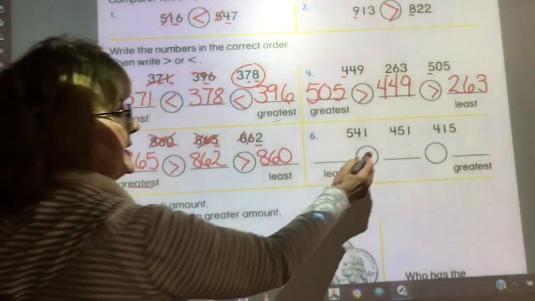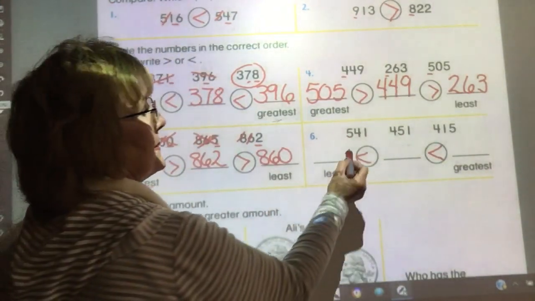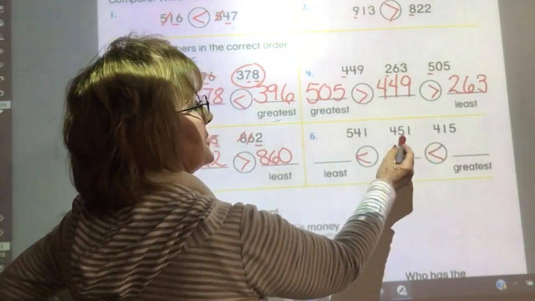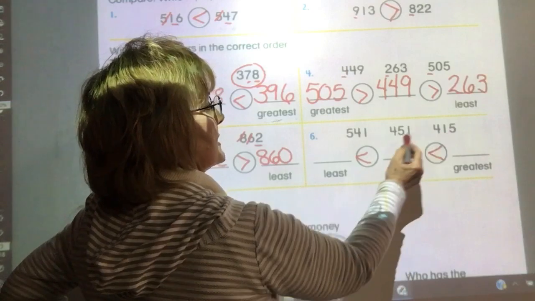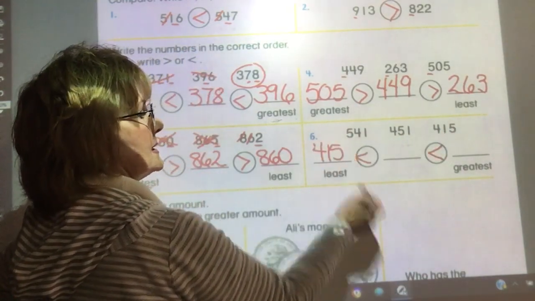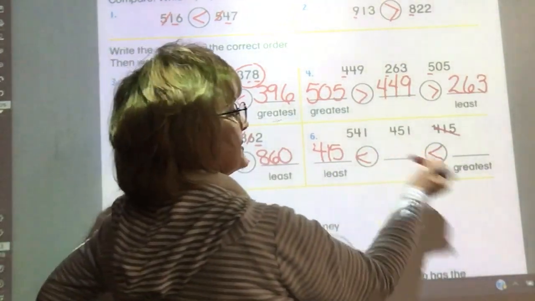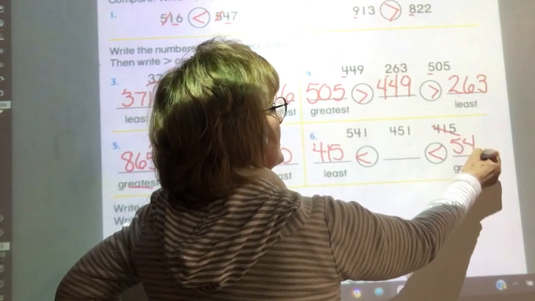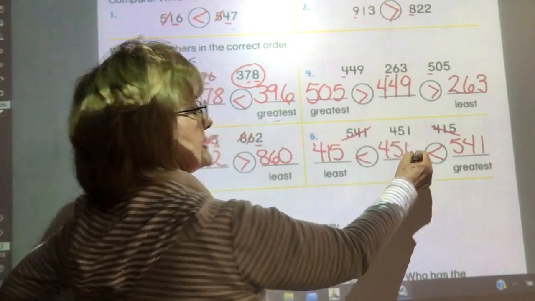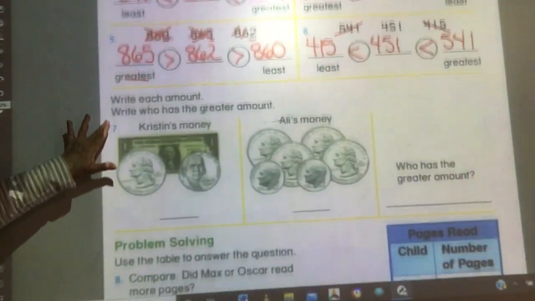All right, we're going with the least, so let's do our lesser than sign. Find our smallest number. 500 is definitely not, so let's look at 400. 400, 5 tens, 110, which is less, 110. So 415 would be the lesser. Of course, we've got 500s as opposed to 4, so we'll make that the greater and the one in the center.